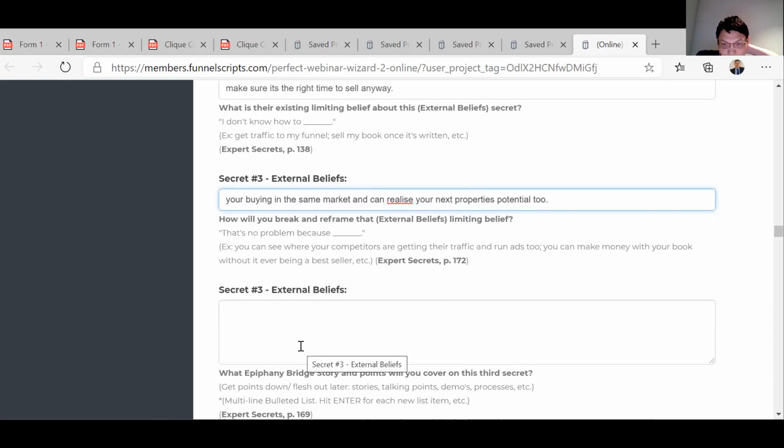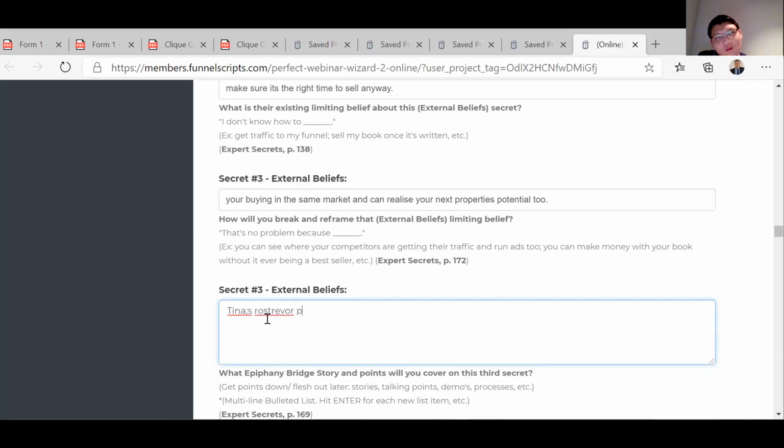So if you've got a story or a case study, just put it here. No, it doesn't have to be your client, by the way. It can be another agent's client or someone you know. Do you have any story or any case study you know? It can be an agent, or a property investor, or anyone you know.